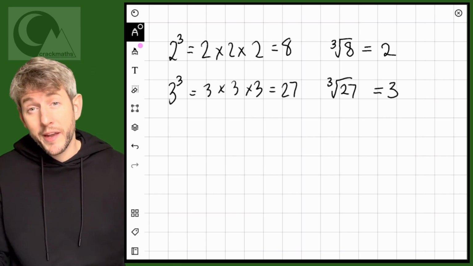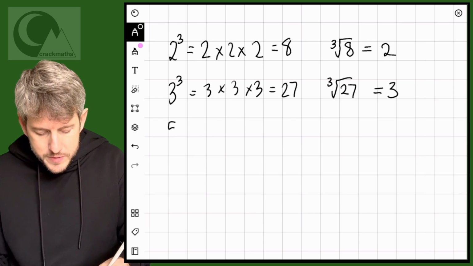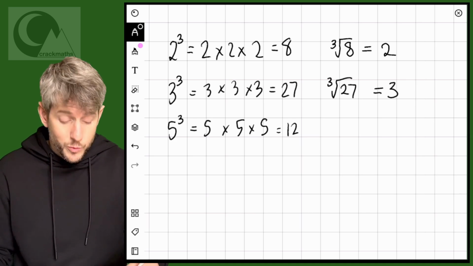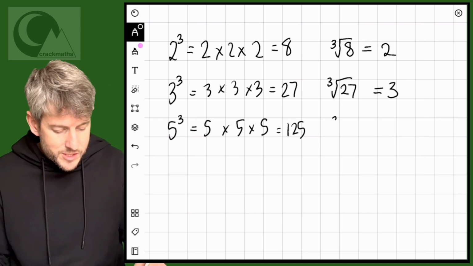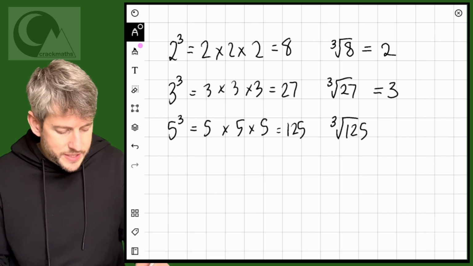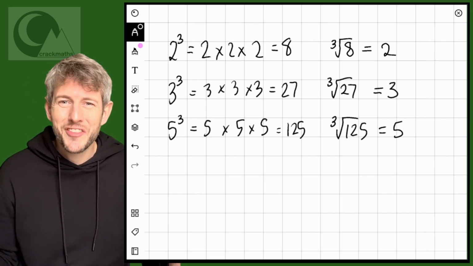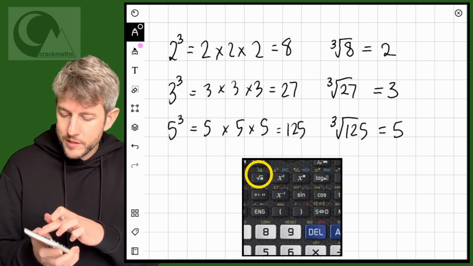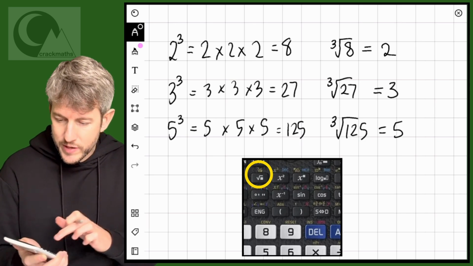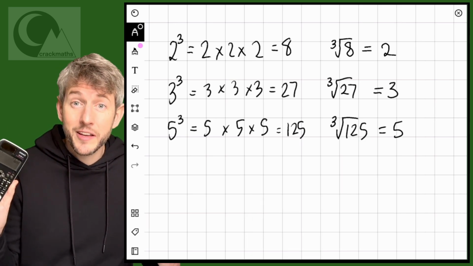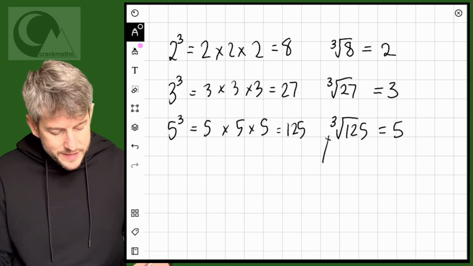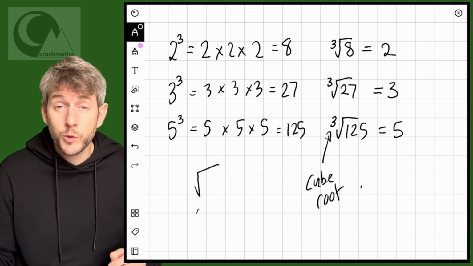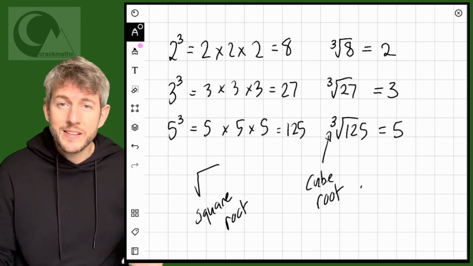Let's do one more cube and then I'll change the power again. Let's do 5 cubed. 5 cubed will be 5 times 5 times 5, and that equals 125. So the cube root of 125 will equal 5, and we can test that on the calculator by doing Shift, root sign, 125, equals, and that gives us 5. So this sign with the little 3 is called the cube root. When we don't have any sign, it's called the square root. When we have the little 3, it's called the cube root.